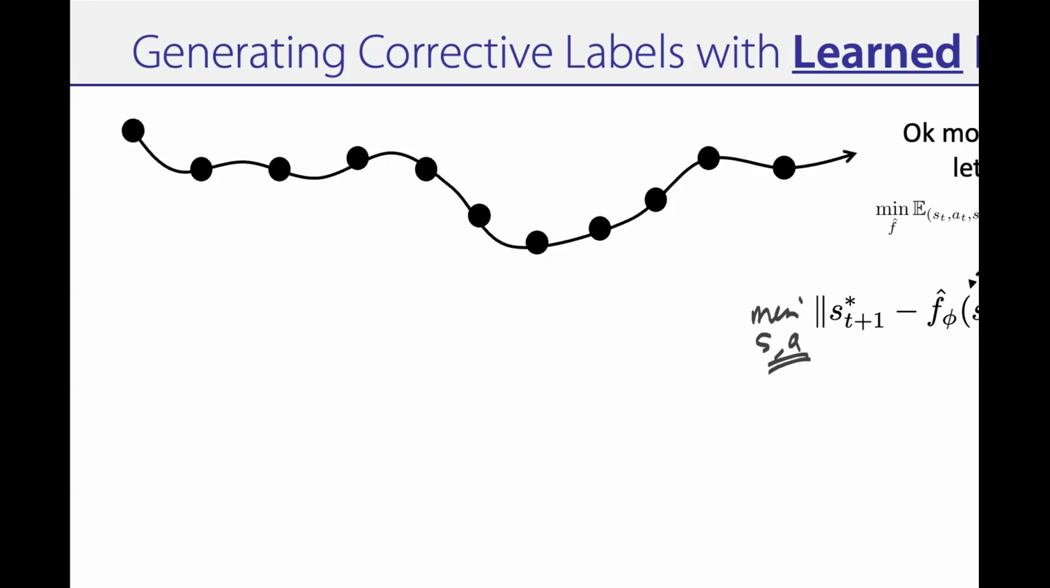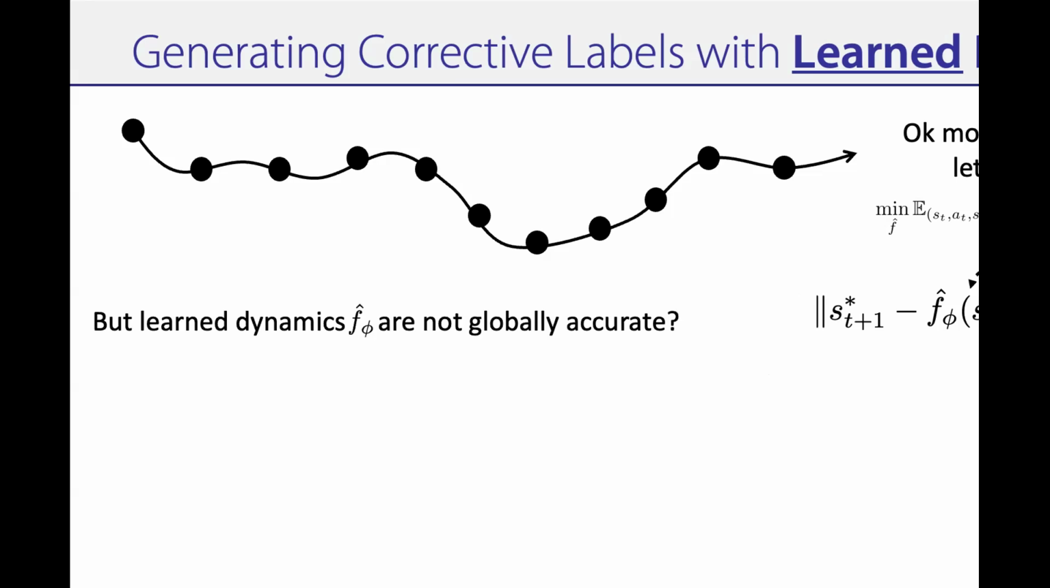And so one of the challenges of this objective is that it'll go and find all the holes in F hat, right? If your F hat is bad anywhere, it'll go and find where it's bad and hallucinate things that are falsely good. And so the issue is that F hat is only trained on expert data. It's trained on a pretty narrow range of data. So it's not globally accurate.